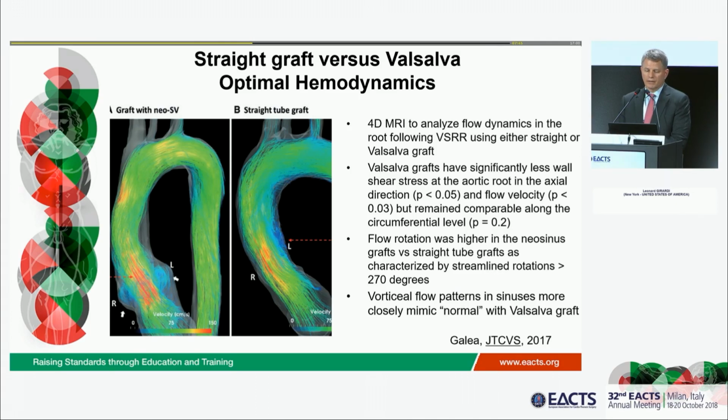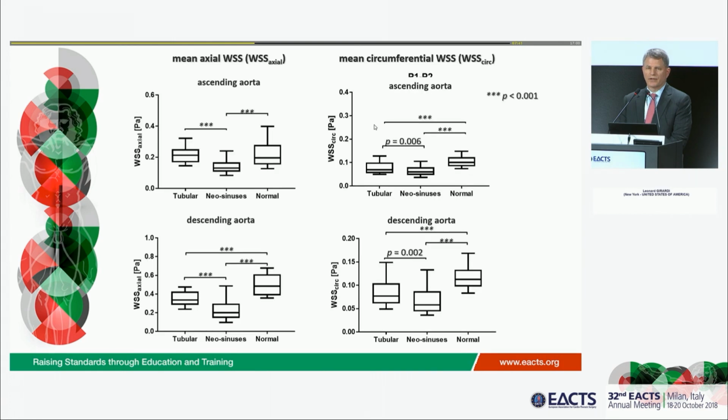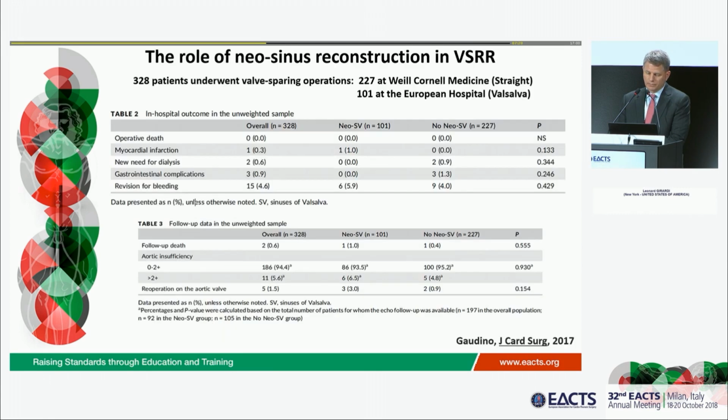The other area of interest is downstream forces following use of a straight or a Valsalva graft. Looking at the descending aorta, again, the neosinuses diminish the amount of axial wall stress and circumferential wall stress in the downstream aorta, and perhaps that's going to have some influence on late aortic dissections, particularly in the patients with connective tissue disorders that we so commonly perform valve-sparing operations on. Again, more data needs to be generated.